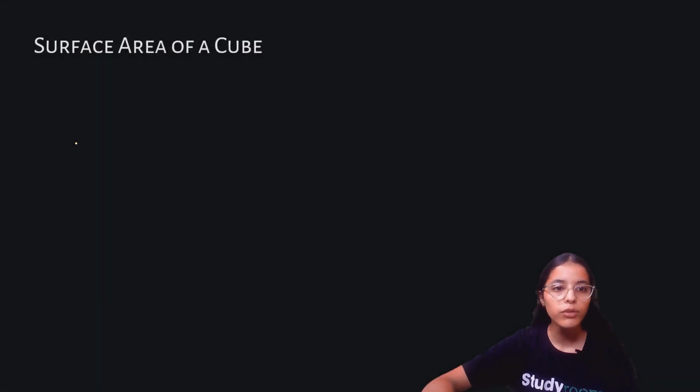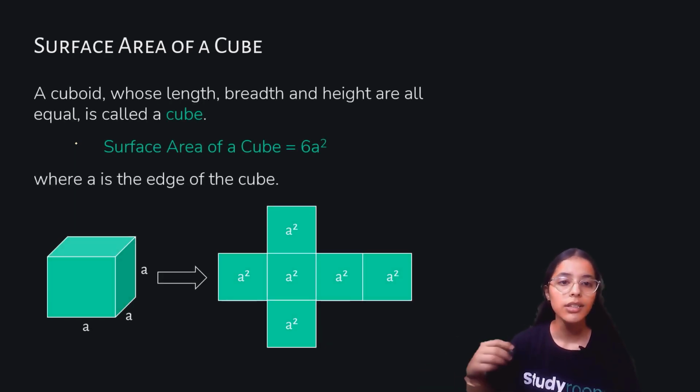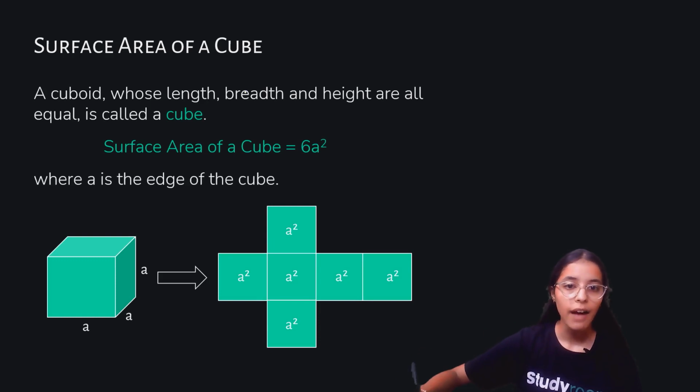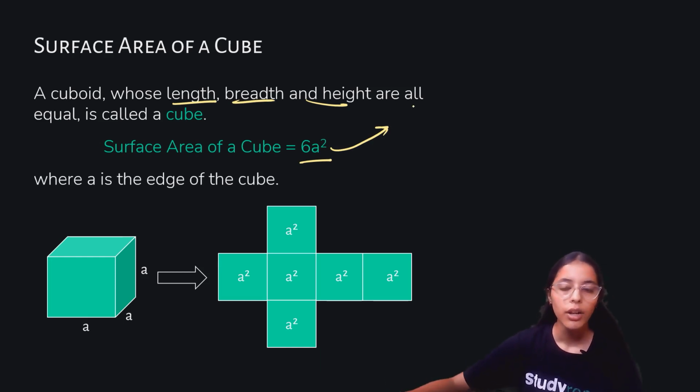So now we move on to find the surface area of a cube. A cube is nothing very fancy, it's just a special cuboid which has all the sides equal. That is, length, breadth, and height are all equal. Our surface area is given as 6a squared. To find this, we'll use the cuboid surface area itself, because a cube is a cuboid with all the sides equal.